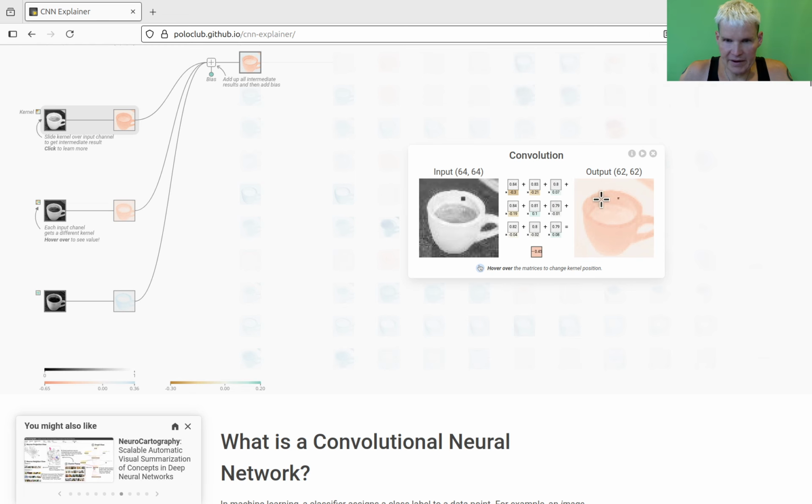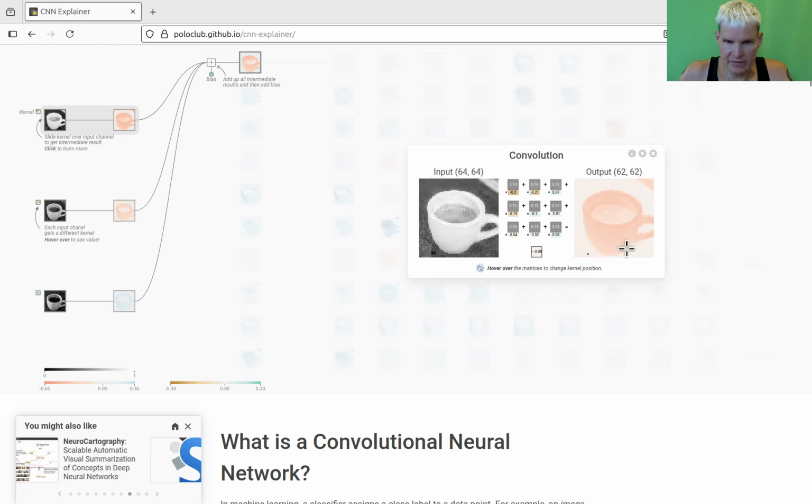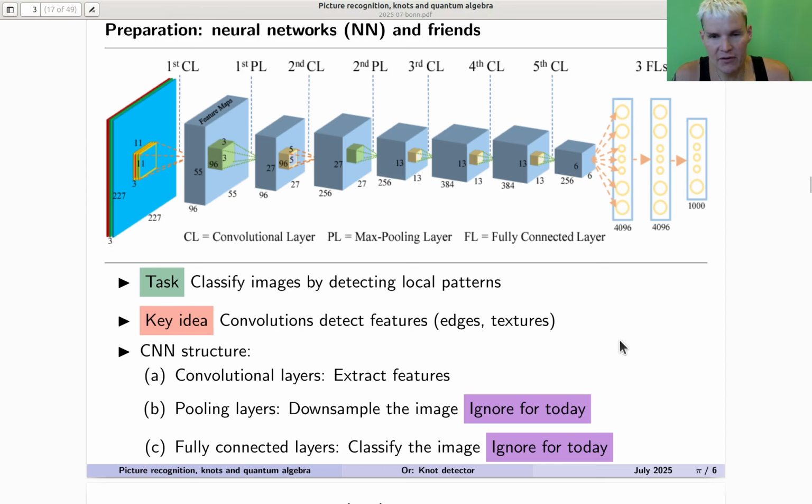So you have this little sliding thing. It's really beautiful, and you will see what's going on. It's very nice to see that. But I don't want to do that. I want to show you the results, and I don't want to make this video too long.